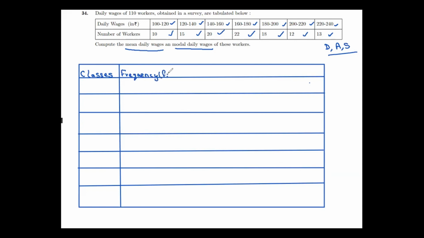So even we can mention classes under the daily wages, frequency under that number of workers. If you mention it, it looks good, because question to question it will change. But these headings I mentioned, classes and frequency, they are fixed.